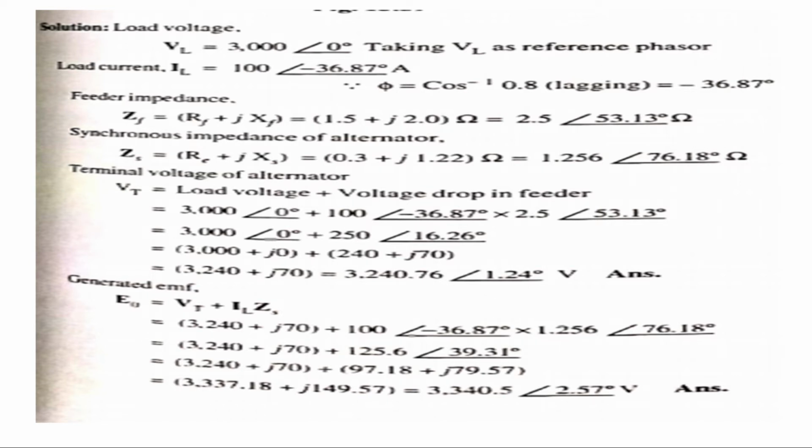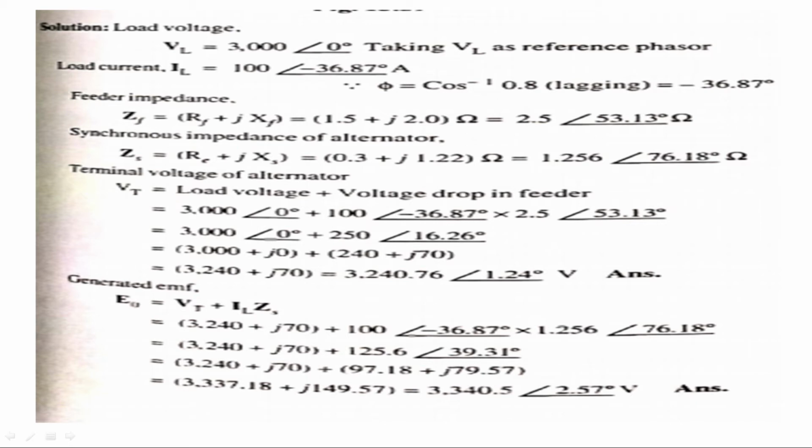Feeder impedance ZF is equal to RF plus jXF. Whether it is ZF, ZS or ZA, the formula for calculating impedance will be R plus jX; we only change the suffixes. So ZF, the feeder impedance, is 1.5 plus j2.0, that is 2.5 angle 53.13. Synchronous impedance ZS is equal to RE plus jXS. Substituting the values, we get 1.256 angle 76.18 degrees ohms.